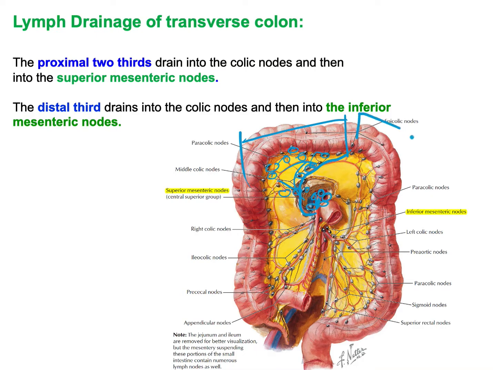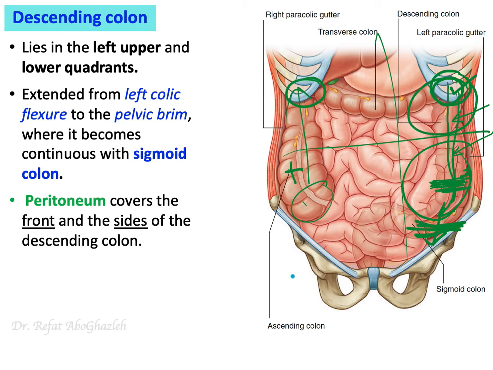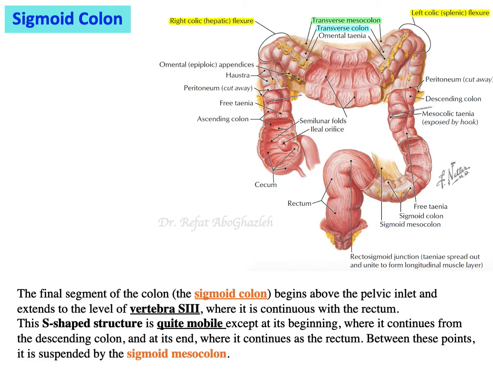And what about the distal one third? Similarly, the nodes exist along the left colic artery. They ultimately drain into lymph nodes around the inferior mesenteric artery, and these nodes are called inferior mesenteric nodes. Very simple. Follow the arteries. Lymphatic drainage follows deep arteries. Okay, that was about the ascending, descending, and transverse colon.